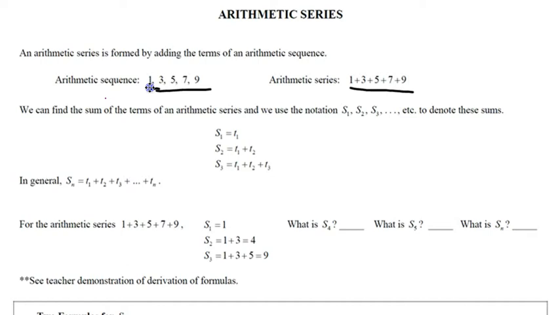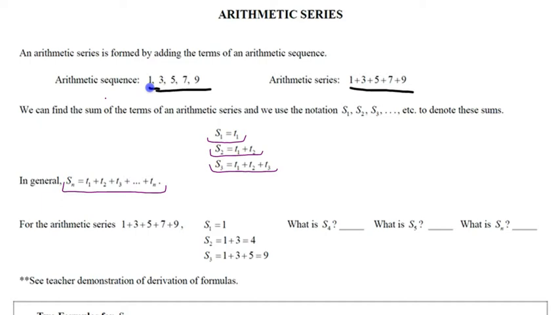To denote these sums. So S1 is the sum of one term. S2 is the sum of two terms. S3 is the sum of three terms. And then in general, S sub n will be the sum of n terms, right? From T1 all the way up to Tn.